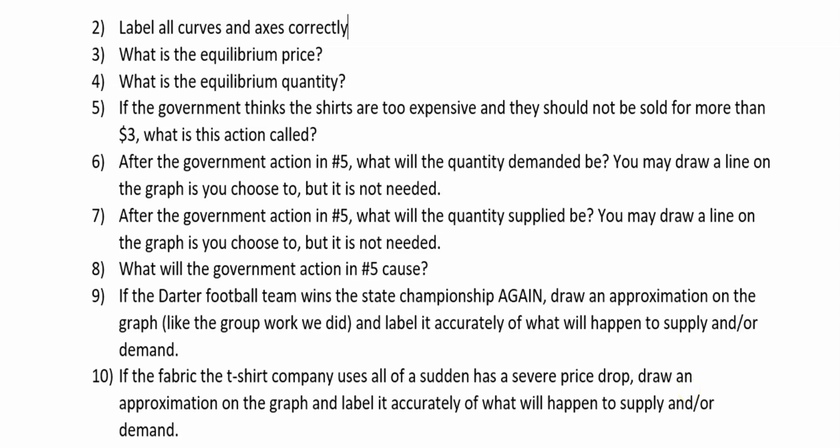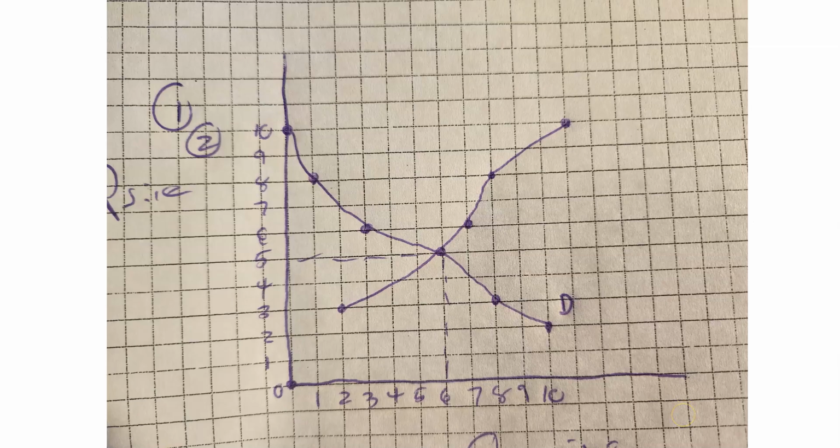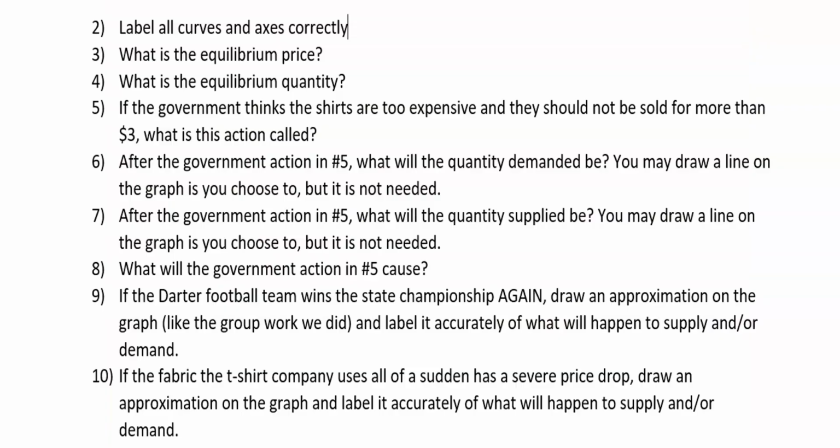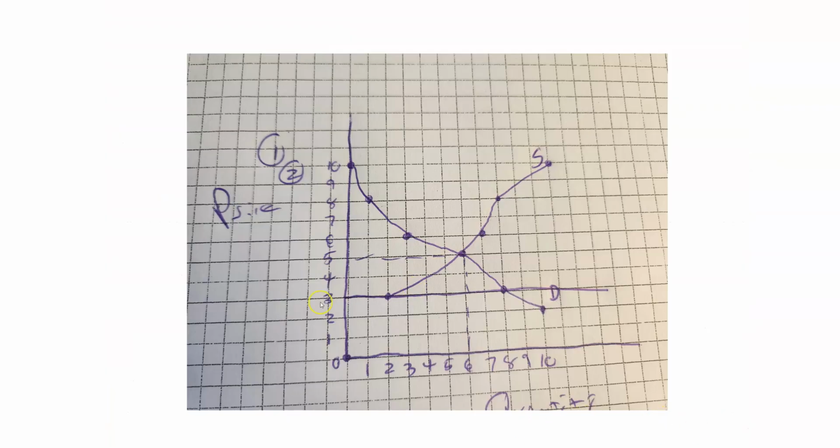So number 8, what will it cause? It will cause a shortage. Now, if I'd asked you the amount, the difference between 200 and 800 is 600 shirts. And something I wanted to point out, let me see here. Where's the graph? Here's where I drew the line. Now, that's how I calculate it.